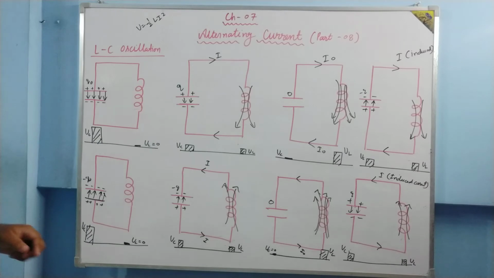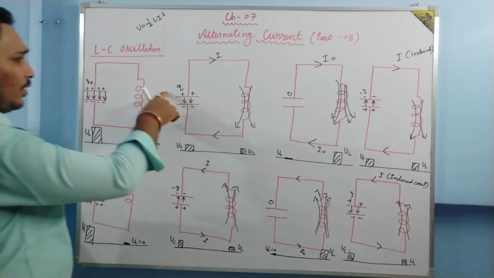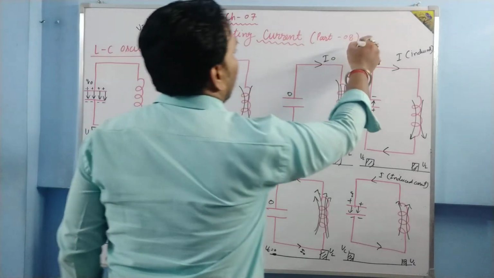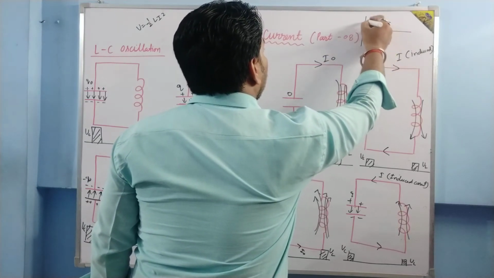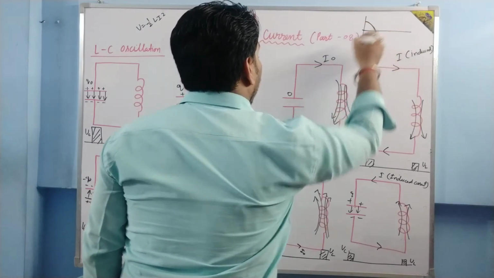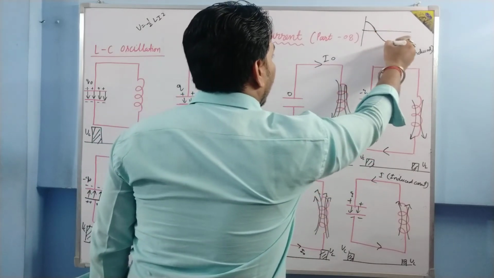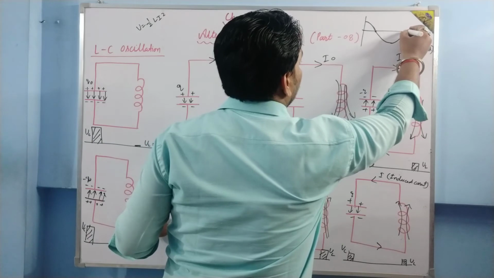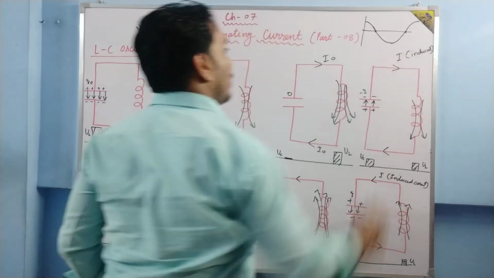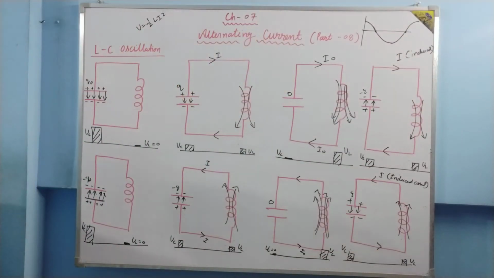If I make a graph, the charge decreases from the maximum to 0, then reaches the negative maximum, and then again decreases in magnitude and comes to 0. Then after this, the oscillation of charge takes place. The same happens with the current.